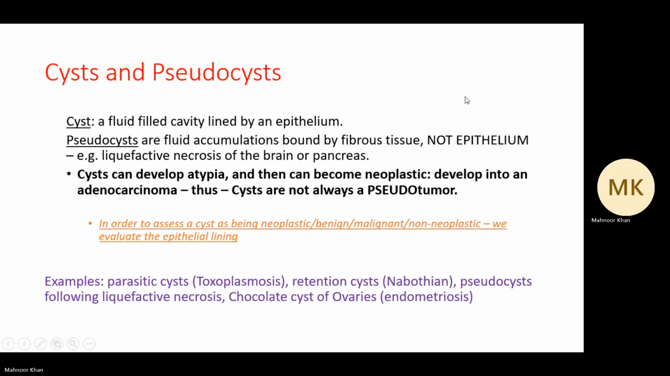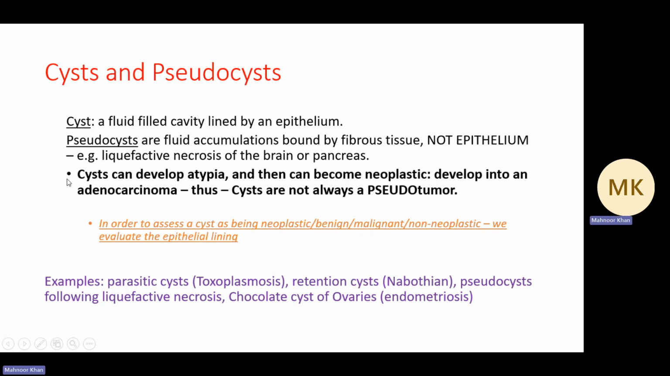So starting with the first group, cyst and pseudocyst. What is a cyst exactly? A cyst is a fluid-filled cavity lined by an epithelium. And what is a pseudocyst? It is also a fluid-filled cavity, but it is not lined by an epithelium, but rather mostly by a fibrous tissue as a result of inflammation or necrosis. Liquefactive necrosis of the brain and pancreas results in the formation of a pseudocyst and not a cyst.